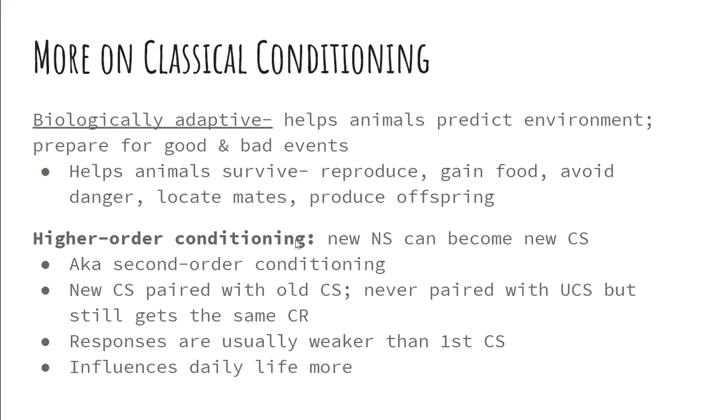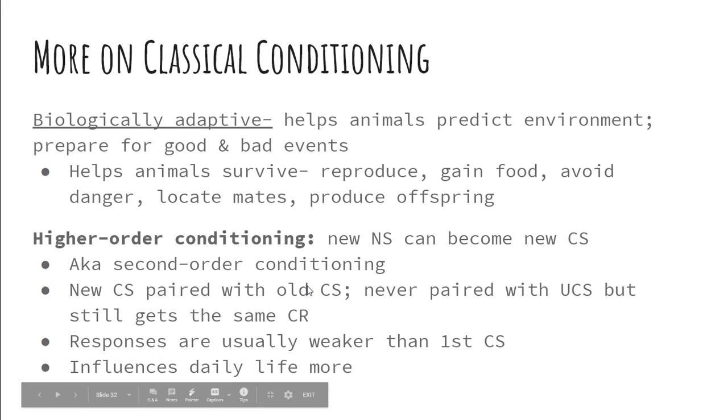And then higher order conditioning, this is slightly different. It's where a new neutral stimulus can become a new conditioned stimulus. This is called second order conditioning. It's like conditioning one thing and then using that to condition another. A new conditioned stimulus is paired with an old conditioned stimulus. But it's never paired with an unconditioned stimulus, but it still gets the same conditioned response. So whatever our new conditioned stimulus is, right, we pair that with an old conditioned stimulus like lightning. We don't, however, pair it with an unconditioned stimulus of thunder, but we still get that same conditioned response.